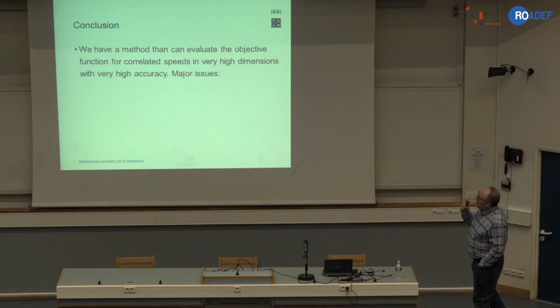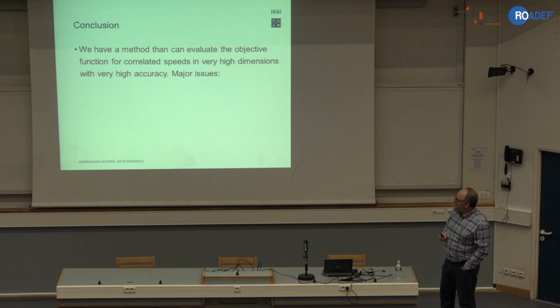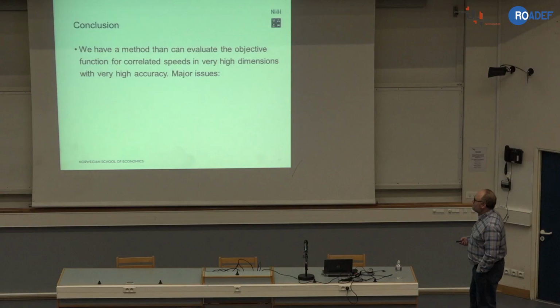So I think we have a method, or at least an approach. Maybe method is a bit strong. I think we have an approach that we can evaluate the objective function for correlated speeds in very high dimensions, and I call 1% very high accuracy, because I don't think any of your data are beyond 1% anyhow. I think this 10 to the minus 8 is a joke, because we never have data for it.